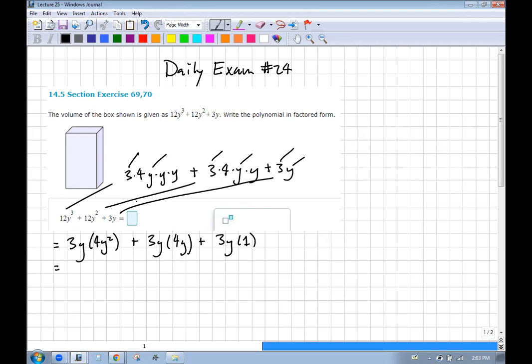You can see, like I said, everything has a 3 and a y in it. Okay, so you can factor out the 3 and the y, and you're left with this 4y squared plus 4y plus 1. Okay, now since this thing has a y squared in it, you're going to want to factor this dude.